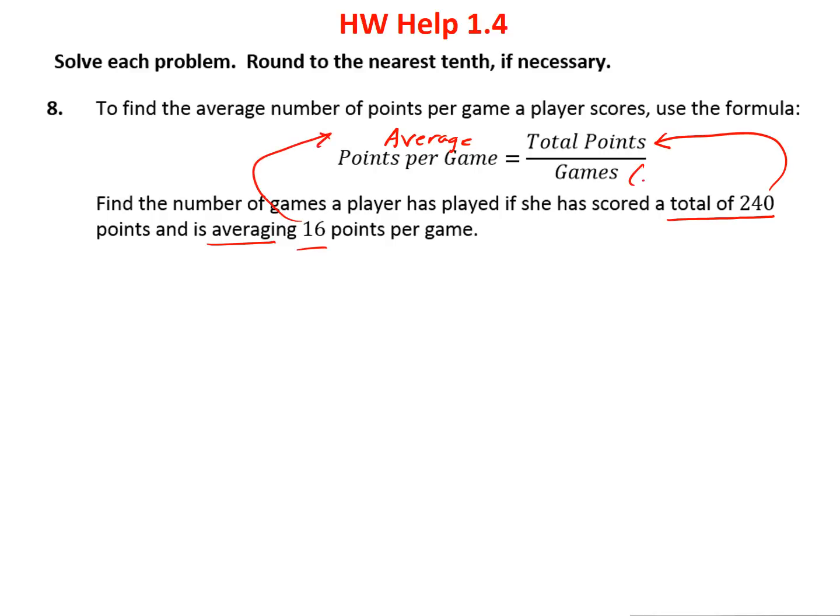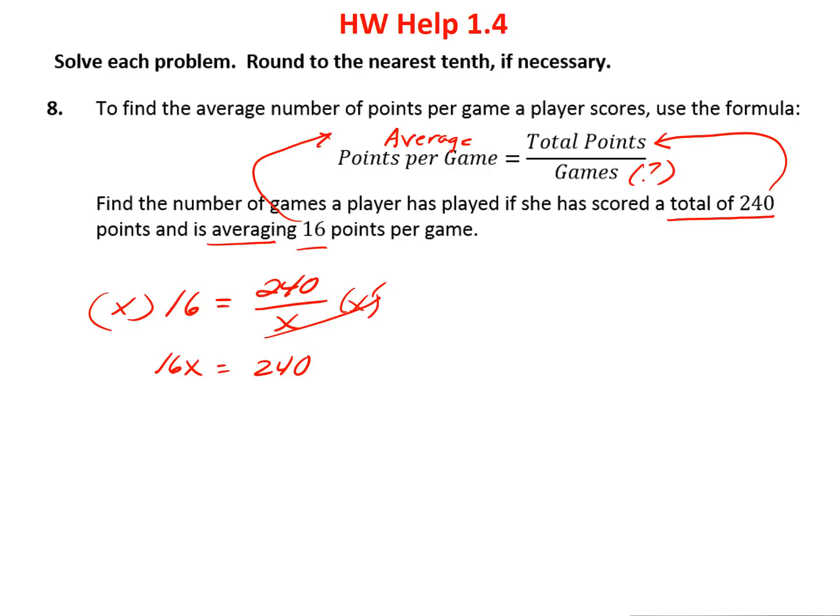So what we're looking for is the number of games. So we're going to take this formula and plug in what we know and then find the number of games. So her average was 16, and that equaled the total number of points, 240, divided by the number of games she played. I'm going to let that be x. So let's find x. Well, first thing, this is a little tricky because we got the x in the bottom. We don't like to get that in the bottom, so let's get the x out of the bottom by multiplying both sides by x. Okay. So I get 16x, and then x divided by x is 1 equals 240.